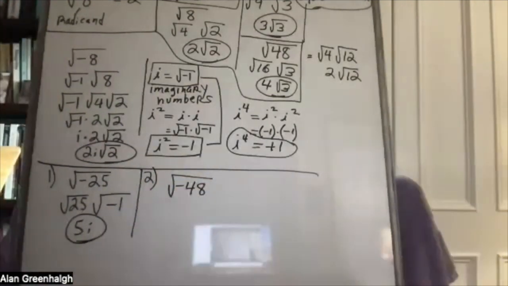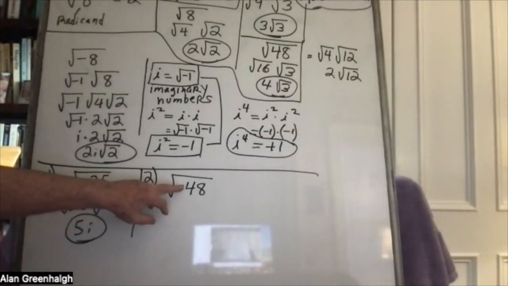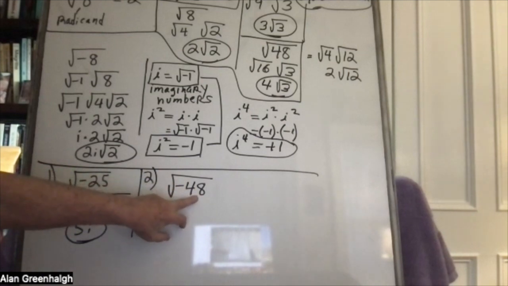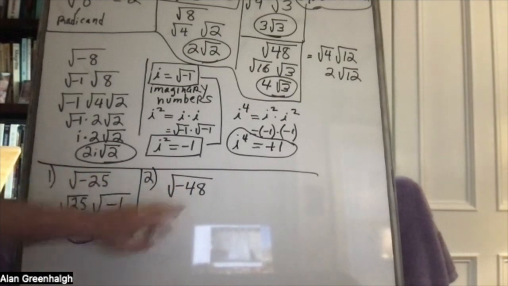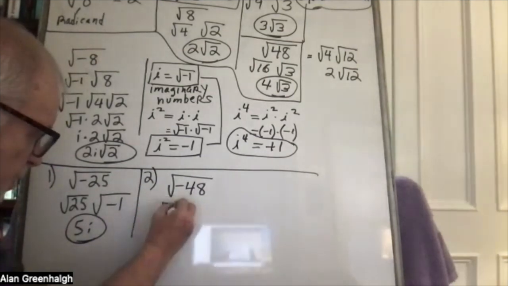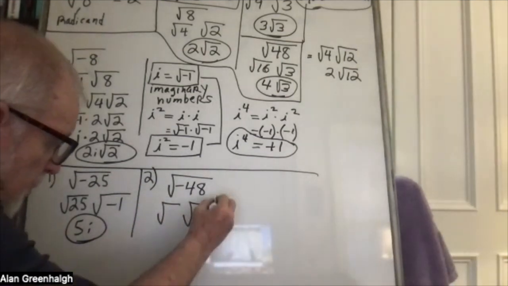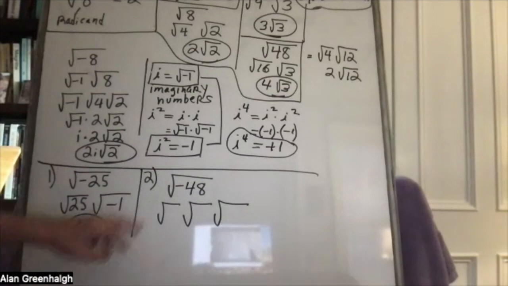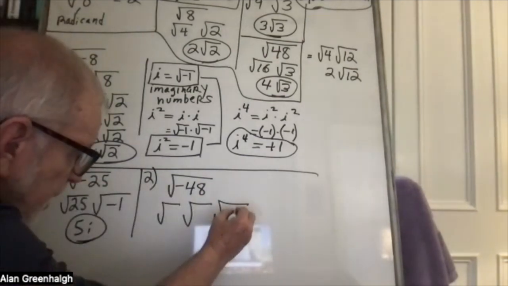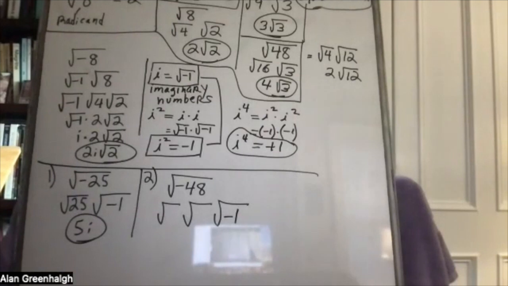The square root of -48. Well, it's not a perfect square. If you take out the square root of -1, it's still going to be the square root of 48, which is not a perfect square. So there are three parts to this. The first part is the -1, and that goes over there.